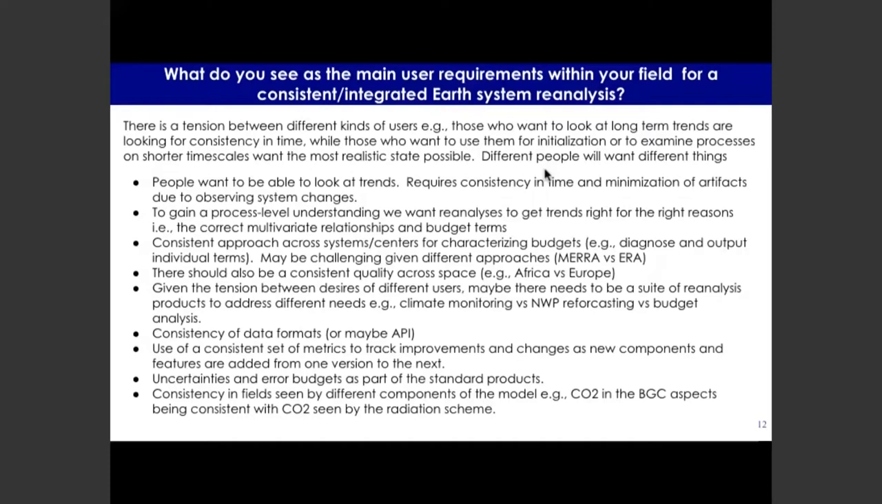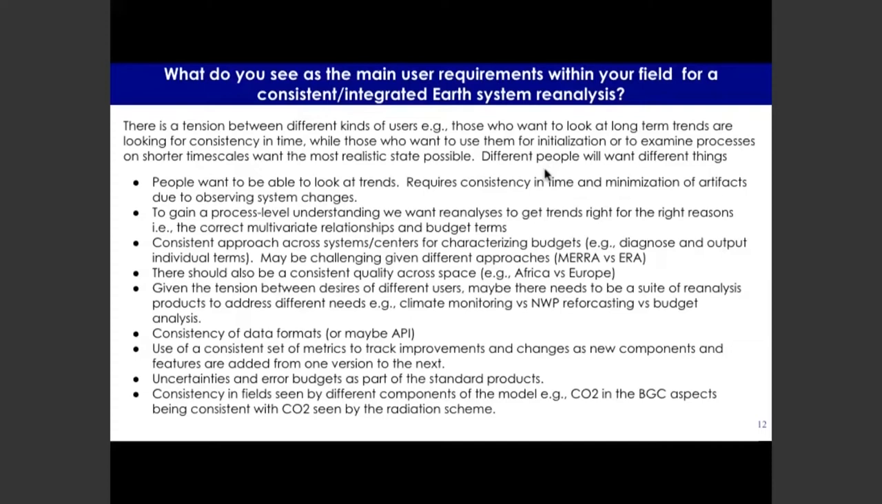Then there is a need for a consistent approach across the different systems and centers for characterizing the budgets. And I think this could be challenging just because of the different ways that the reanalyses are produced. For example, MERRA has the incremental analysis update, so you can easily close the budget, but that's not really true for some other reanalysis products. An important point is that there should be some more consistent quality across space. So obviously there's higher quality in regions where some of these reanalyses are being produced. For example, Europe probably has higher quality reanalysis than Africa. And so an effort should be made to try and improve that.